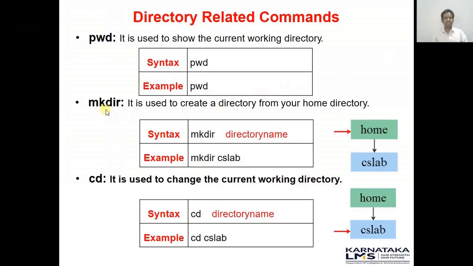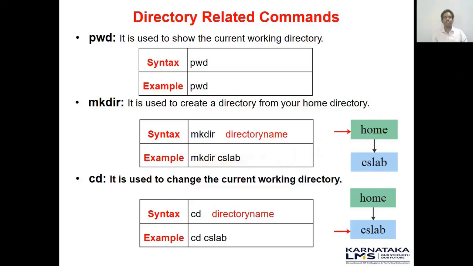Next, mkdir. It is used to create a directory from your home directory. Syntax: mkdir directory name. Example: mkdir cslab. This command will create a new directory called cslab. Assume that presently you are working in home directory. If you like to create cslab directory under the home directory, use the command mkdir cslab.